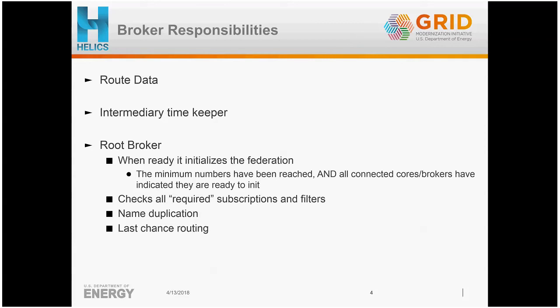When it is ready to do that, it also performs a number of checks on subscriptions and filters, to make sure there's no name duplication and that all the subscriptions listed as required have been met with a matching publication. The same is true for filters. And during the execution, the broker functions as a last chance router because it knows where every federate is in the system and how to route traffic and data to it.